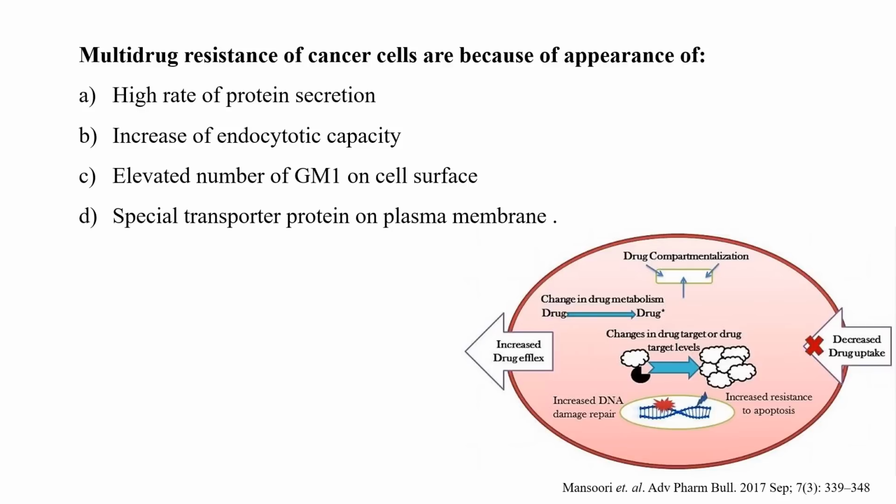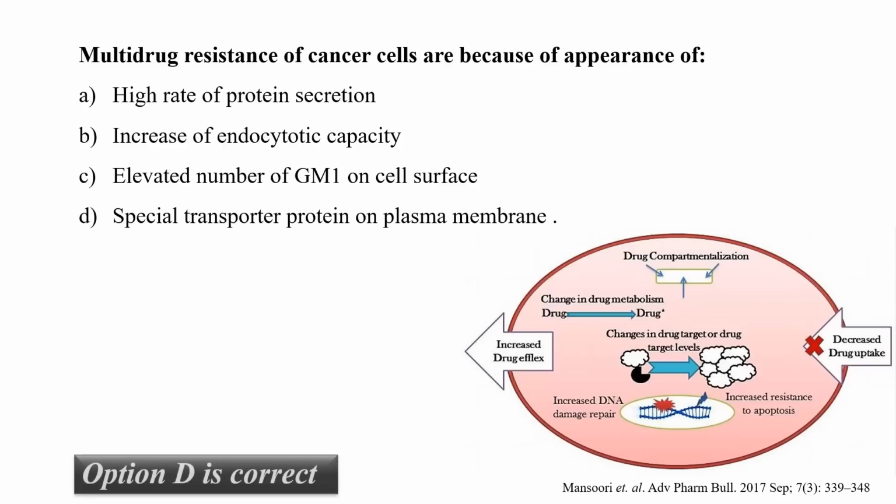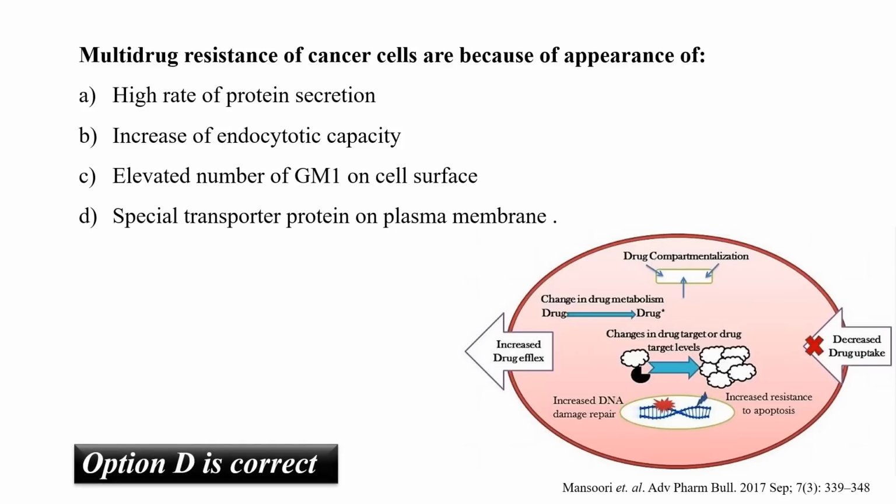So basically, what happens? The cancerous cells now have the ability that any anti-cancer drug which enters them can be effluxed out, thrown out, and hence they can sustain against these anti-cancer drugs. So option D would be the correct answer.